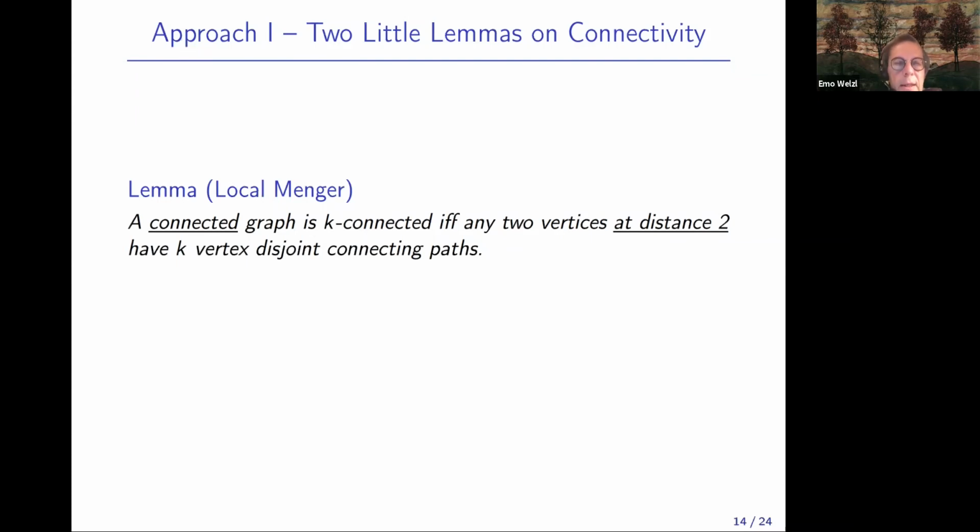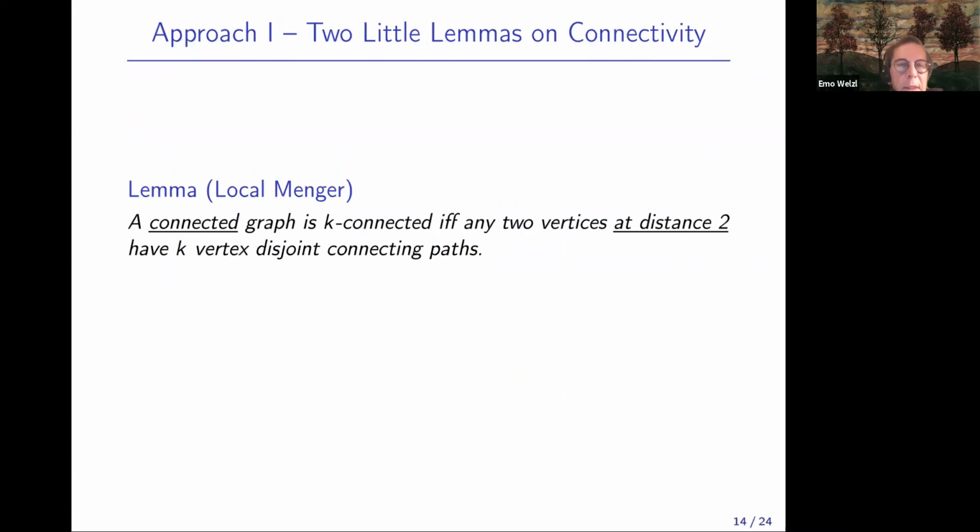And I guess some of you or many of you know Menger's theorem. Menger's theorem says that a graph is k-connected if for any two vertices there are k vertex-disjoint connecting paths. One usually says interior vertex-disjoint connecting paths, because clearly the starting point and the ending point of this path are the same.